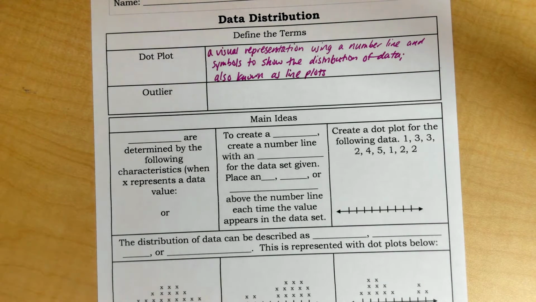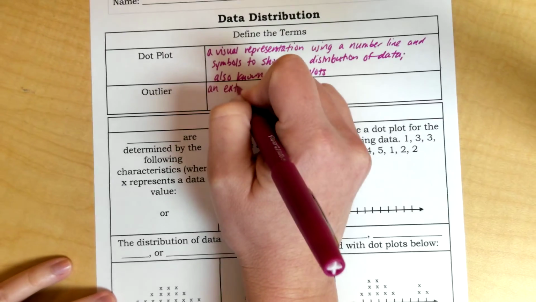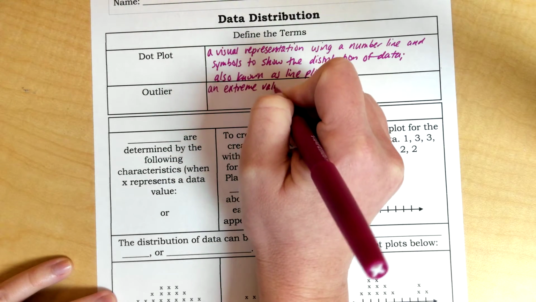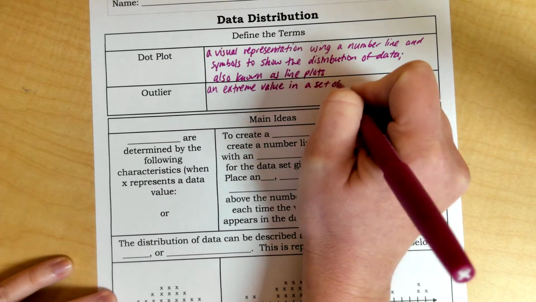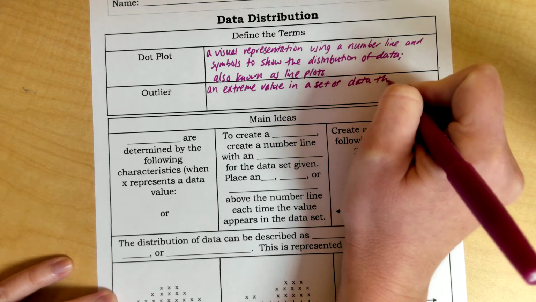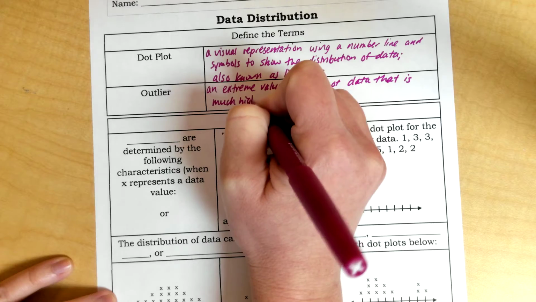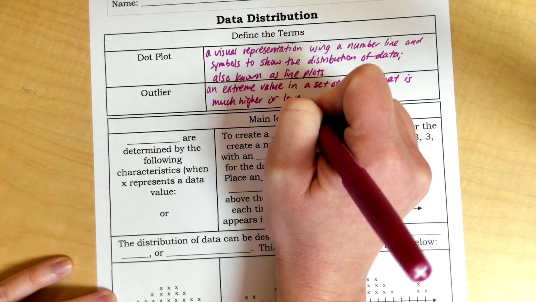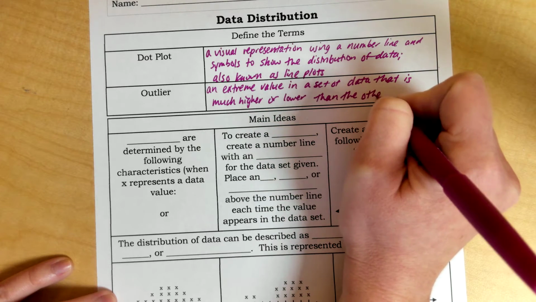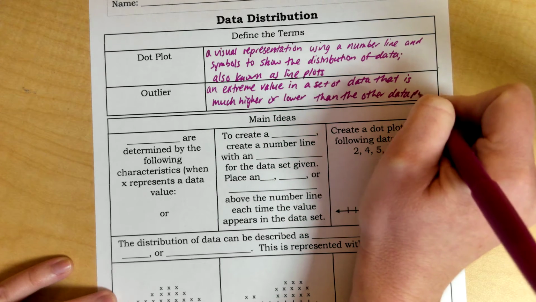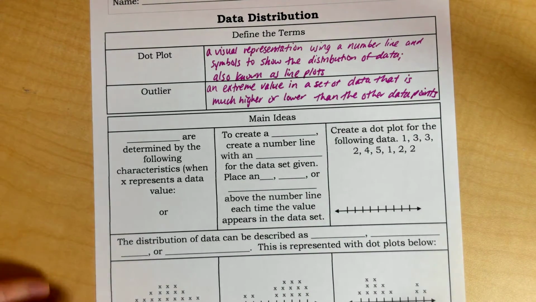The other part of data distribution is discussing what an outlier is. So an outlier is an extreme value. It may seem like it doesn't belong to the data, in a set of data, and that point is much higher or lower than the other data points. It looks like it's outside of the rest of the data, hence the name outlier.